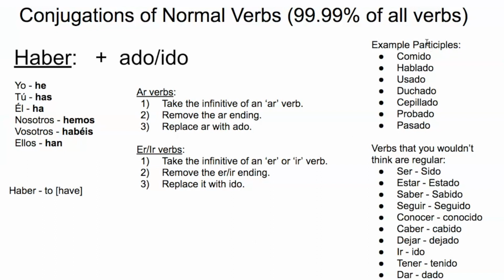Okay, so some example participles, or that's like kind of what you call just the ado or ido versions of verbs. So comido, hablado, usado, duchado, cepillado, probado, pasado. And then here are some verbs that you wouldn't expect to be regular, however they are. Ser, which is sido. Estar is estado. Saber, sabido. Seguir, seguido. Conseguir is the same, conseguido.